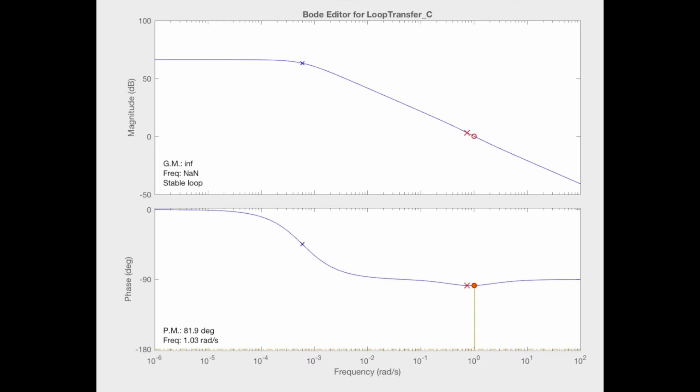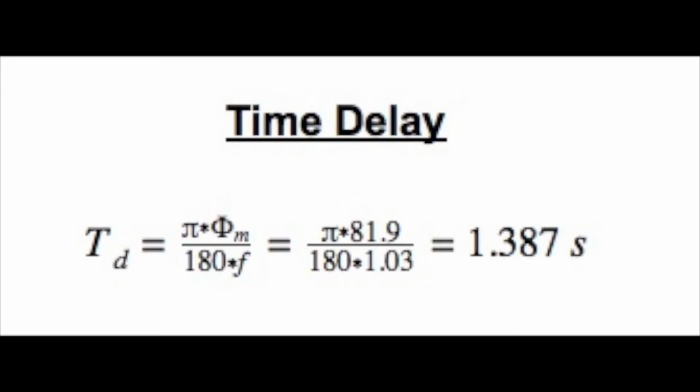Since our phase plot does not cross 180 degrees, our system has an infinite gain margin. Since the magnitude plot crosses at 0 decibels, we get a phase margin of 81.9 degrees at a crossover frequency of 1.03 radians per second. From the Bode plot previously shown, we see a phase margin of 81.9 degrees. From it, we can determine that our system has an allowable time delay of 1.387 seconds, meaning it can handle an input signal delay of 1.387 seconds before becoming unstable.